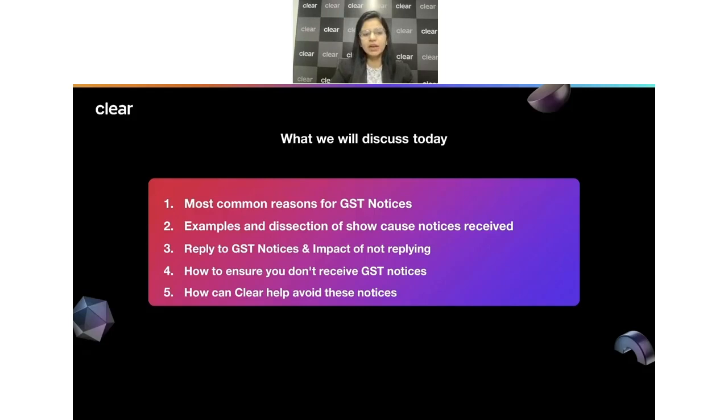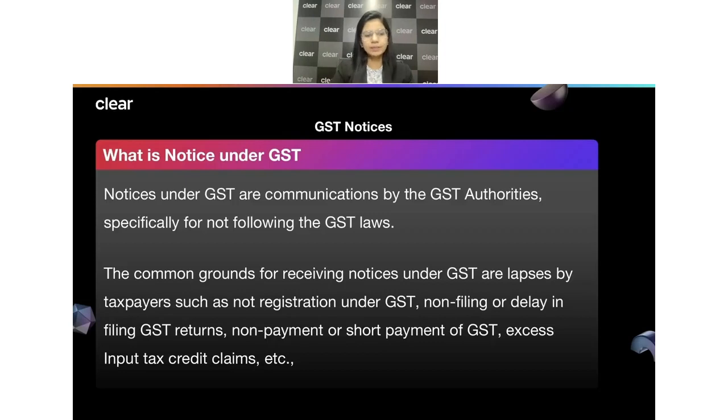Here are the very common reasons why we receive GST notices. First, what is a notice under GST? It is a communication we receive from the GST authority. There could be a show cause notice where they say, we found certain discrepancies, so tell us why we should not ask for the interest, or the penalty, or why you should not pay the tax payable. Now let's look at the common grounds on which the department issues notices.